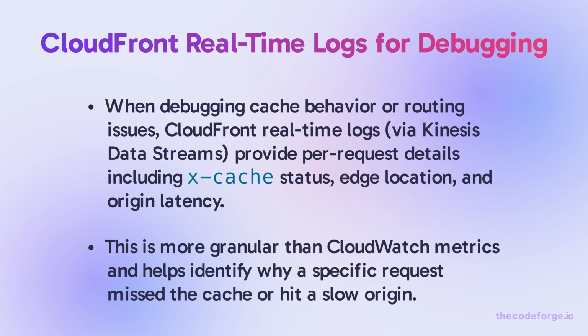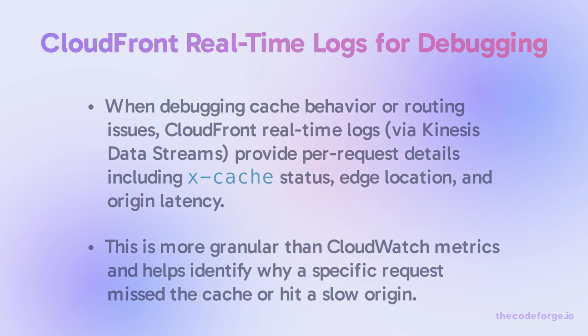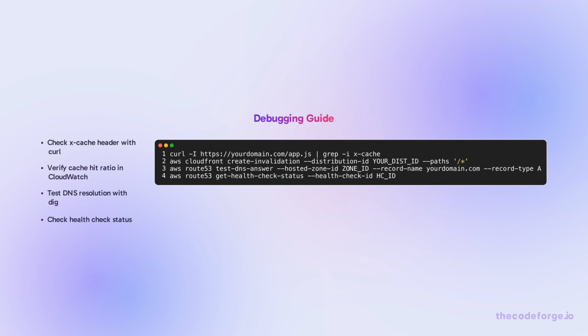This is more granular than CloudWatch metrics and helps identify why a specific request missed the cache or hit a slow origin. Use curl to check if content is served from cache. Invalidate if needed. Test DNS resolution and health check status to diagnose routing issues.